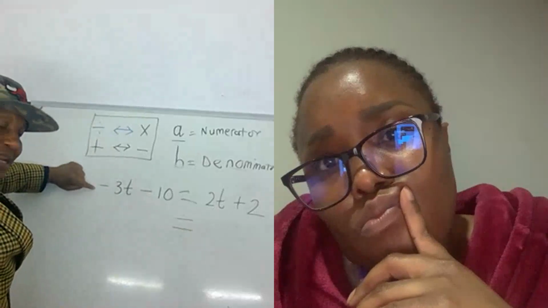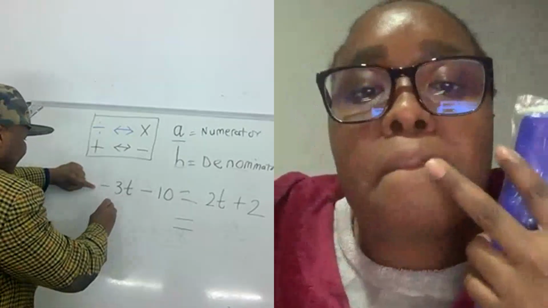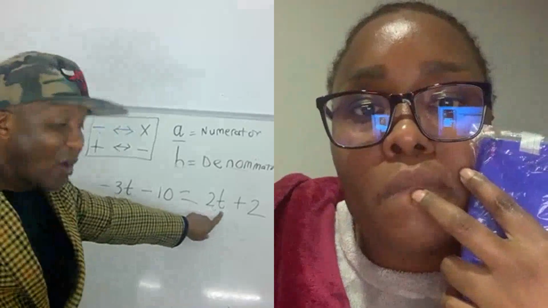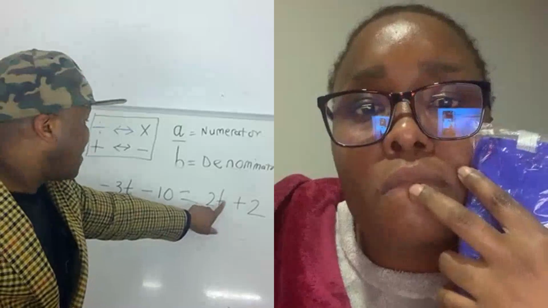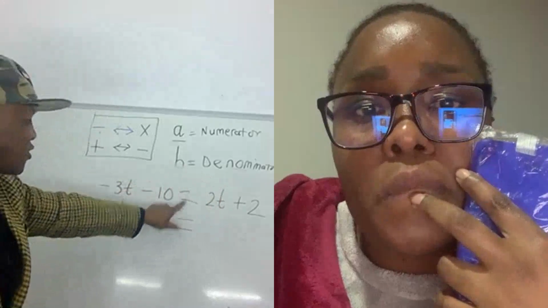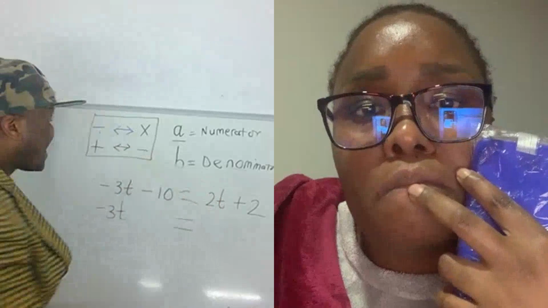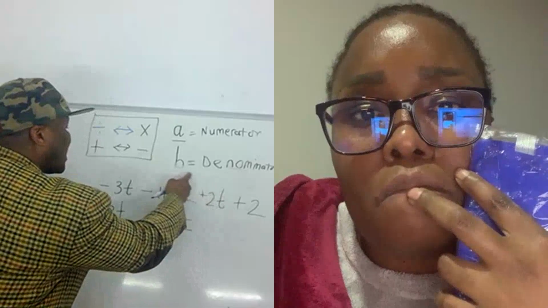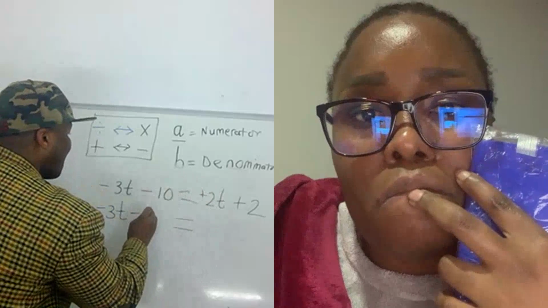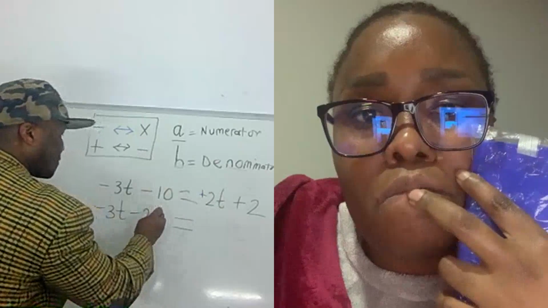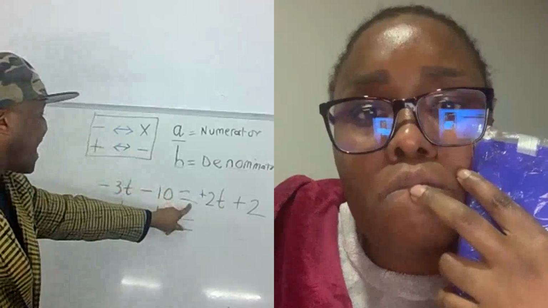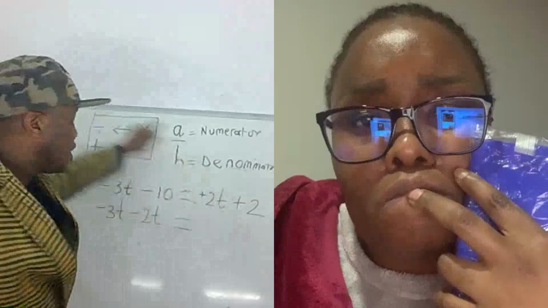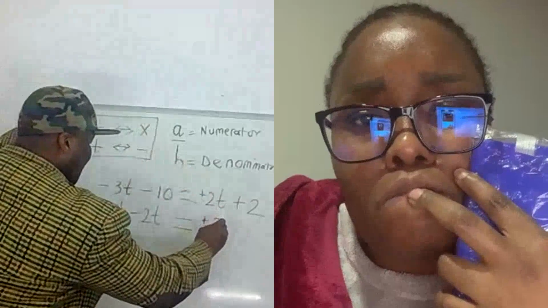On the left-hand side, I have a negative 3t. You have a positive 2t on the right. This positive 2t must jump all the way to the left of the equal sign. Remember, if there's no sign, it makes it plus. When it goes to the left, it becomes minus 2t. What I'm left with on the right-hand side is positive 2.